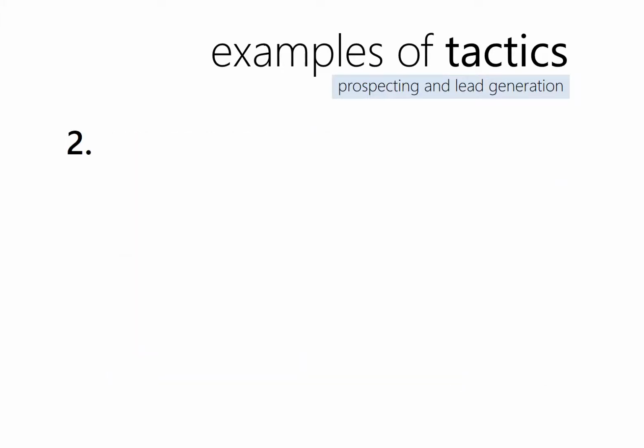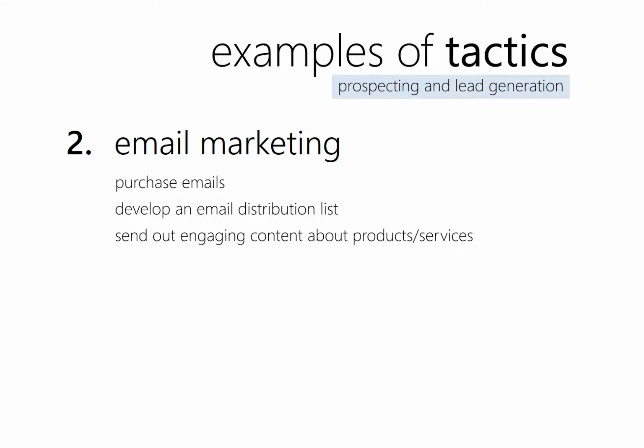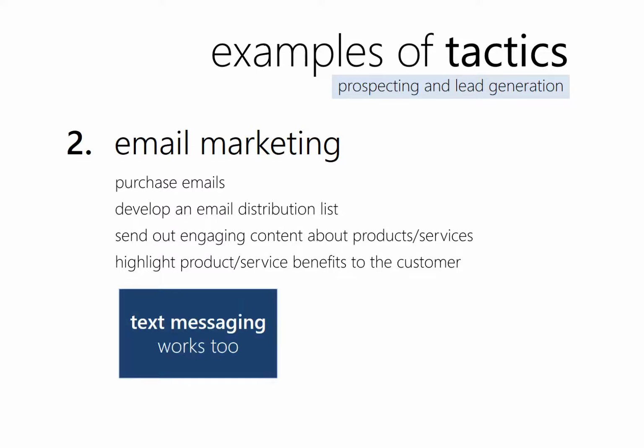Another tactic is email marketing, which is either purchasing emails or developing an email distribution list to which you send out engaging content that gives a sense for what your products and services are and how they can be of benefit to that particular customer. Similarly, text messaging works for some individuals, the difference being that rather than just sending emails, you are sending SMS messages.